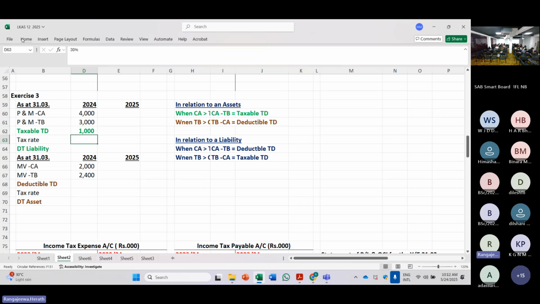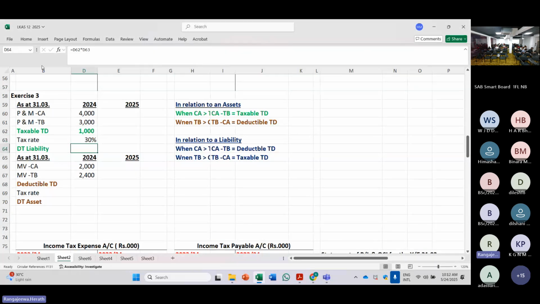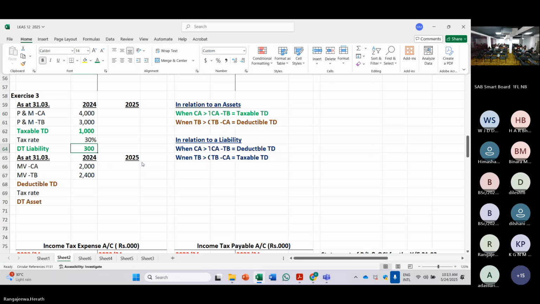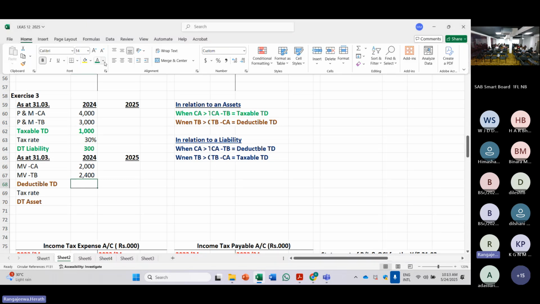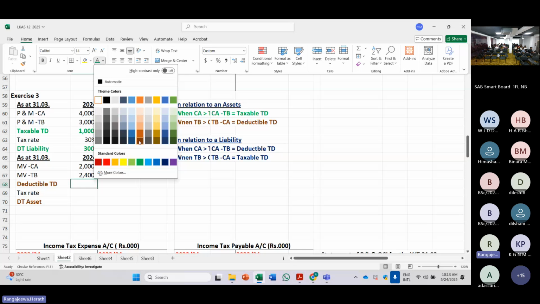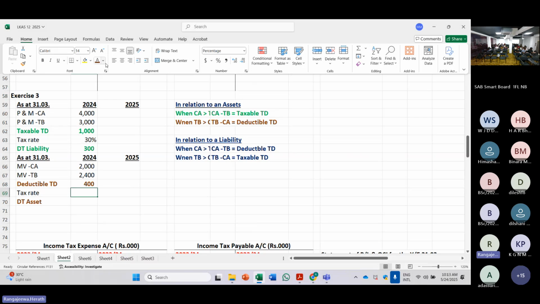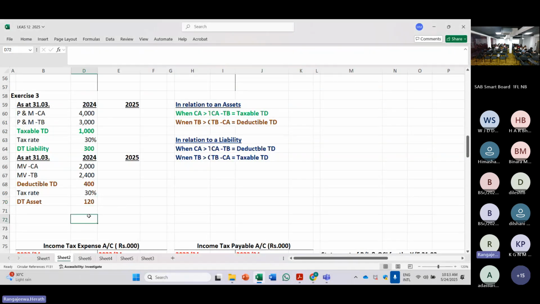If there is a taxable temporary difference, you take the tax rate of 30%. So the deferred tax liability is 1,000 into the tax rate, 300. Motor vehicle carrying amount 2,000, tax base 2,400. The tax base is greater than the carrying amount. So the difference is a deductible temporary difference, multiplied by the 30% tax rate. We have a deferred tax asset of 120.